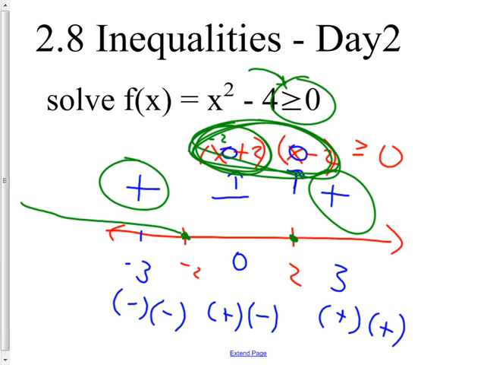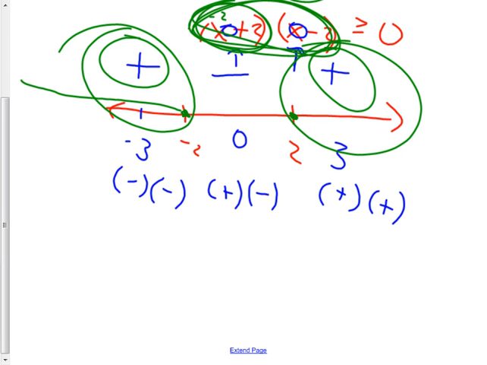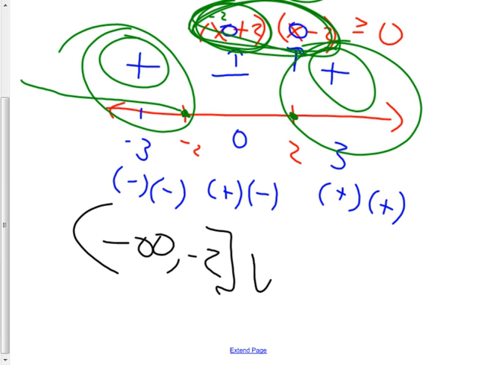So now, final answer. I'm looking for things that are bigger than 0. That's here including that spot and here including that spot. So you'd say -infinity to -2 with bracket here, parenthesis here, union with 2, bracket there because it worked at 2, and infinity. There we go.